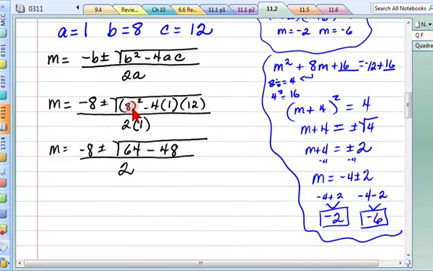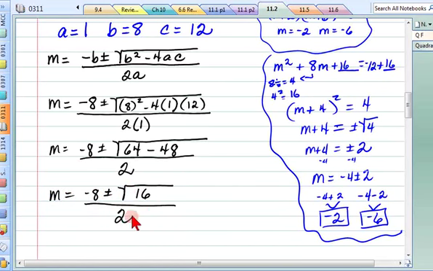Now the B squared part will always be positive. The second term, you have to be careful about the sign because it will be the product of these three numbers. And in this case, only one of them was negative, so it was a negative product. So I have M is equal to negative 8 plus or minus the square root of, what do I get right here? 16, and it's over 2.